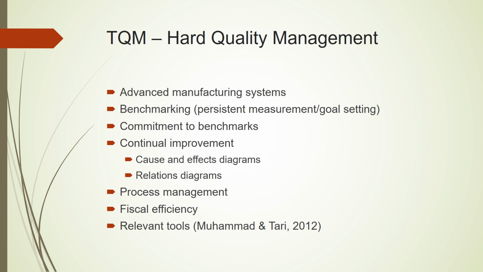The organization seeks continual improvement. One of the ways that they do this is they diagram just about everything. They have cause and effect diagrams so that they can foresee if something happens within the organization, it will cause this to happen. And then they also place a high emphasis on relationship diagrams. That way there's thorough communication throughout departments. Process management has to be smooth. It seeks fiscal efficiency and continually seeks the most relevant tools for both its employees and product development.